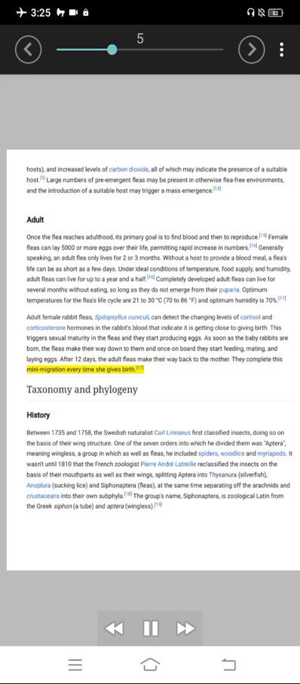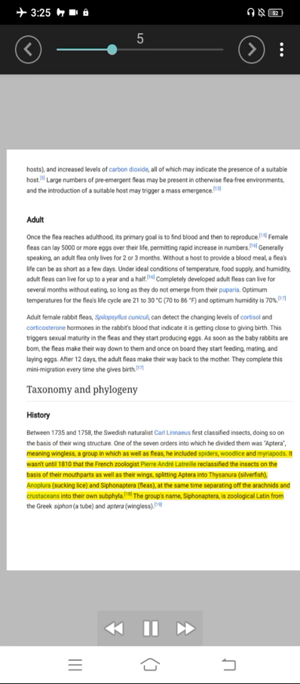Taxonomy and phylogeny. History. Between 1735 and 1758, the Swedish naturalist Carl Linnaeus first classified insects, doing so on the basis of their wing structure. One of the 7 orders into which he divided them was Aptera, meaning wingless, a group in which as well as fleas, he included spiders, woodlice and myriapods.